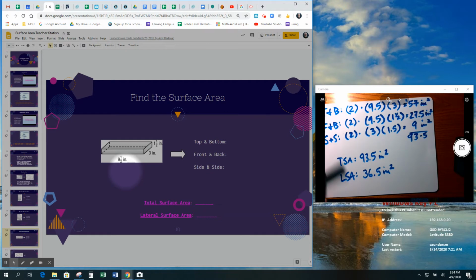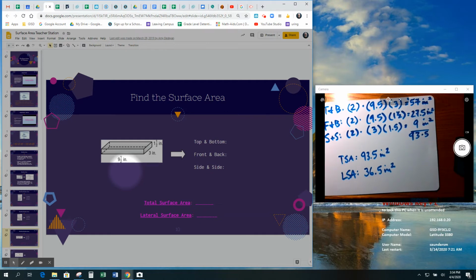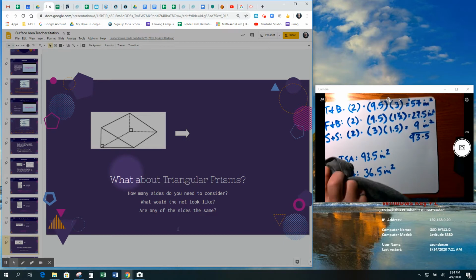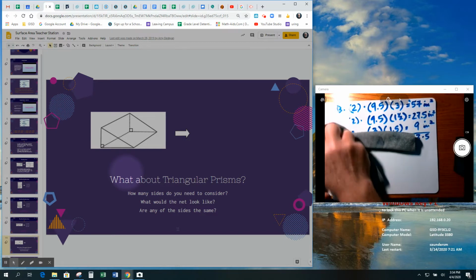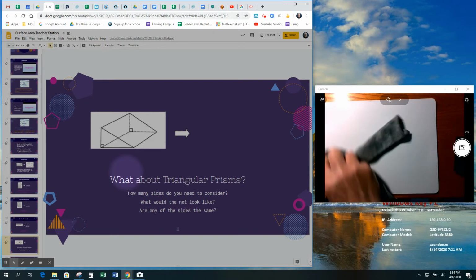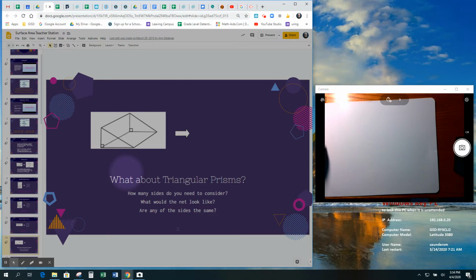Okay, back to my special little highlighter. Let's look at the next one. What about triangular prisms? Do we have the same number of sides? Do we have a top and a bottom, a side to side, and a front and back? Well, no. So how many sides do we have on our triangular prism?